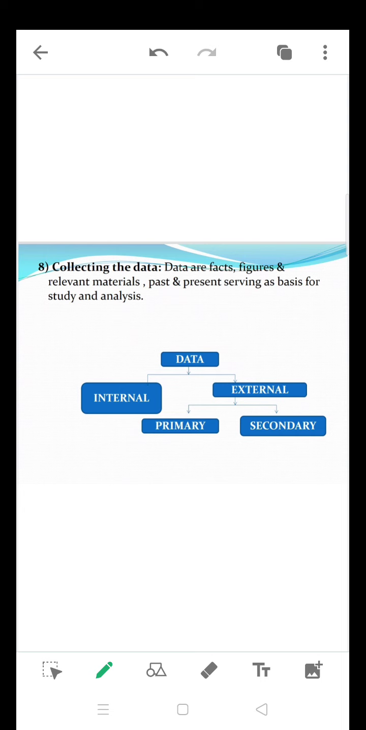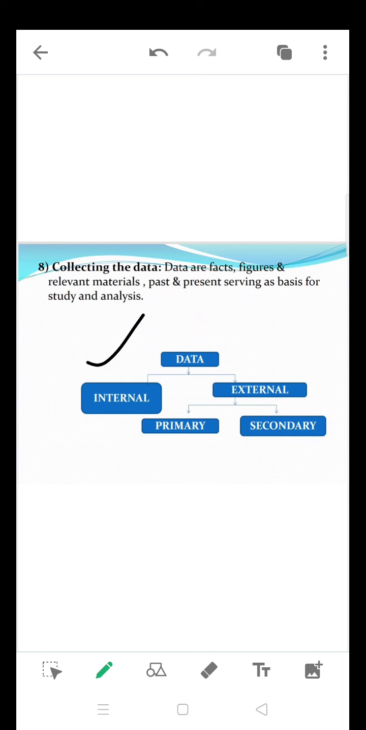They are the past and present, serving as a basis for study and analysis. Without data, we cannot prove any information of any results, selected question, or the selected issue of the research. So data plays a vital role in research. So you need to collect the data. How are we going to collect the data? What are the sources of data?